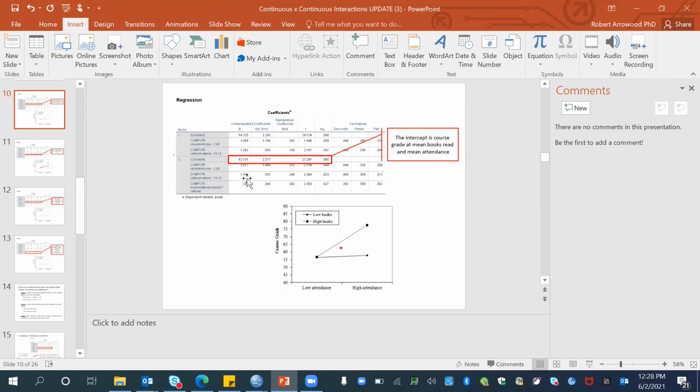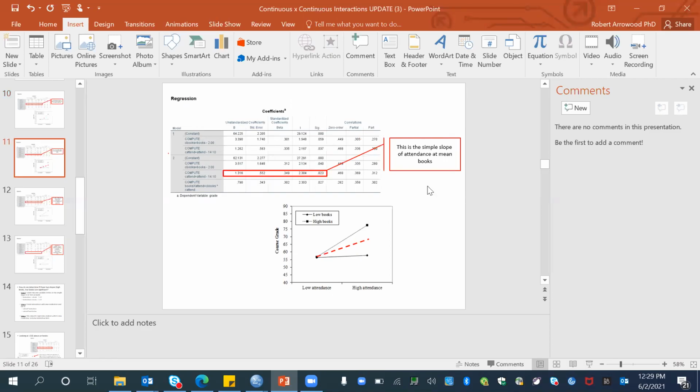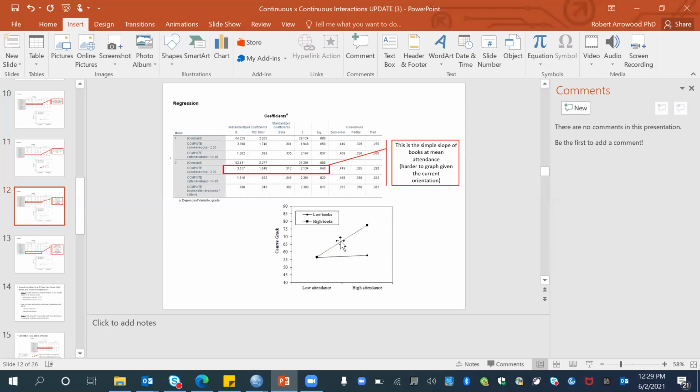So as I mentioned, this is the y-intercept at mean books and mean attendance. So I've got it plotted right here. This is that y-intercept because again, it's the mean of both. This is again the simple slope of attendance at mean books. So I've also got that plotted here. So this is what the slope of attendance would look like for someone who read an average number of books. And this is the exact opposite. Someone who attended an average number of classes, this is the slope between books and grades.